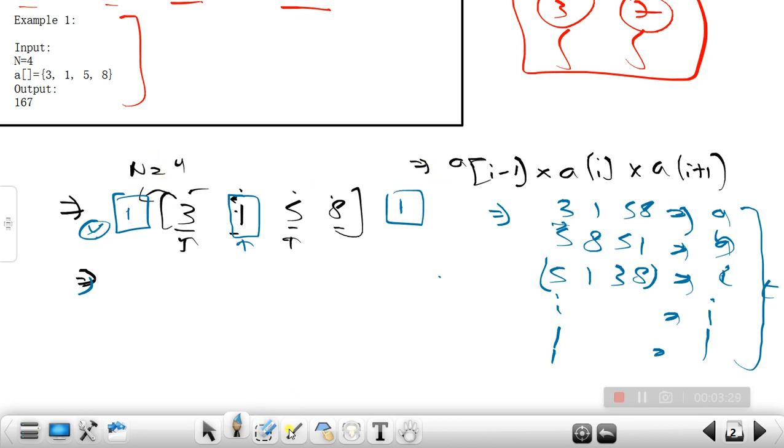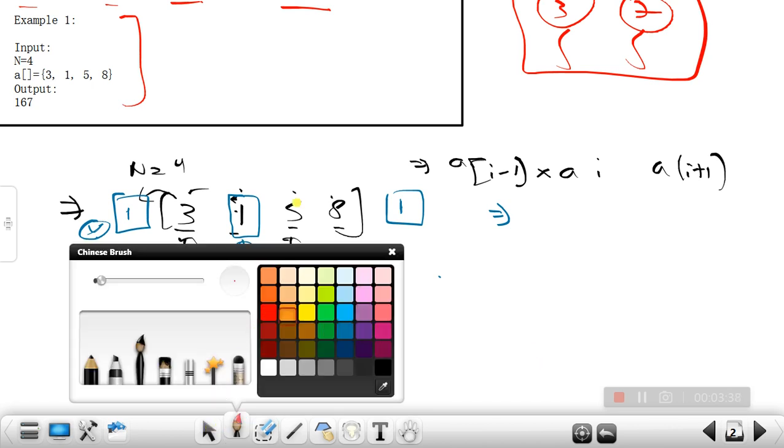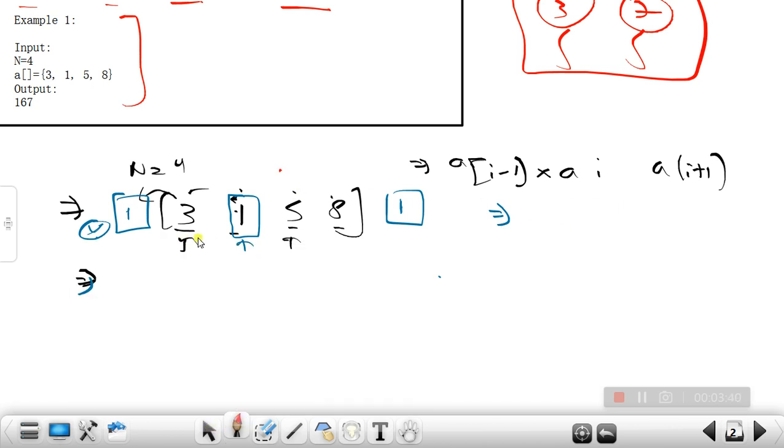So I'm going to remove all these values. I hope you have noted down those values. And now I'm going to write the profit here. So if I burst this balloon, I will have profit as 3 into 1 into 5. After that, this balloon is now gone.